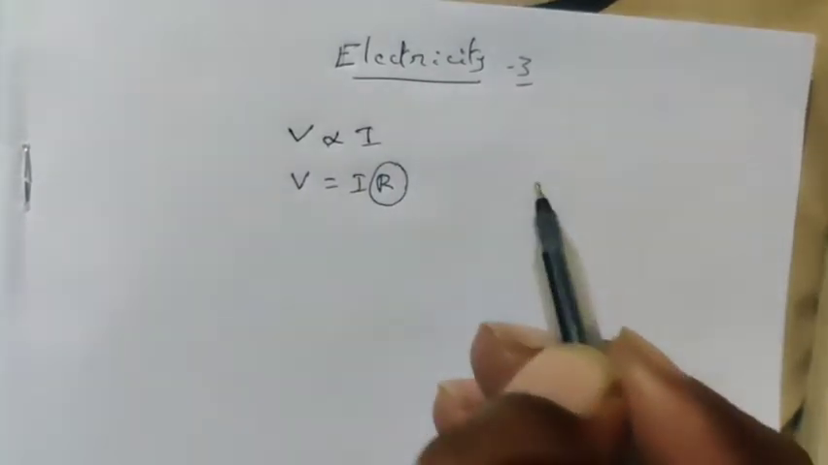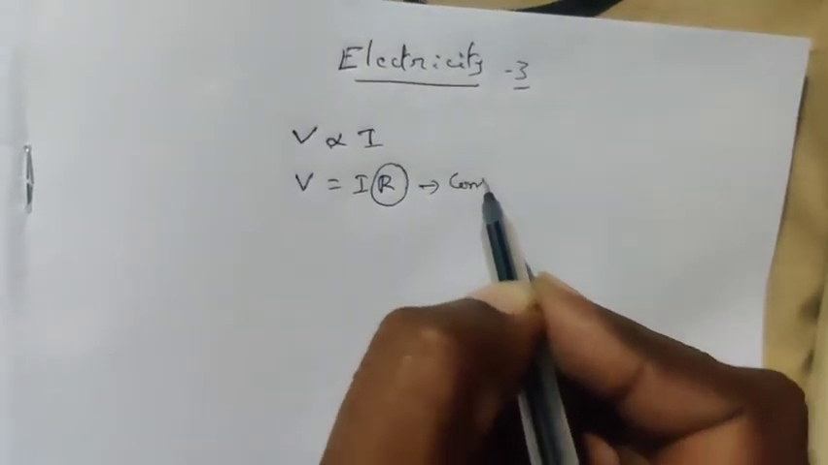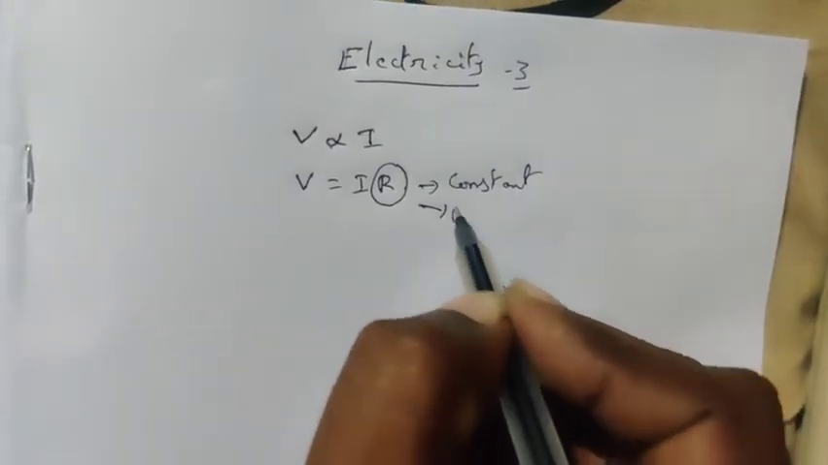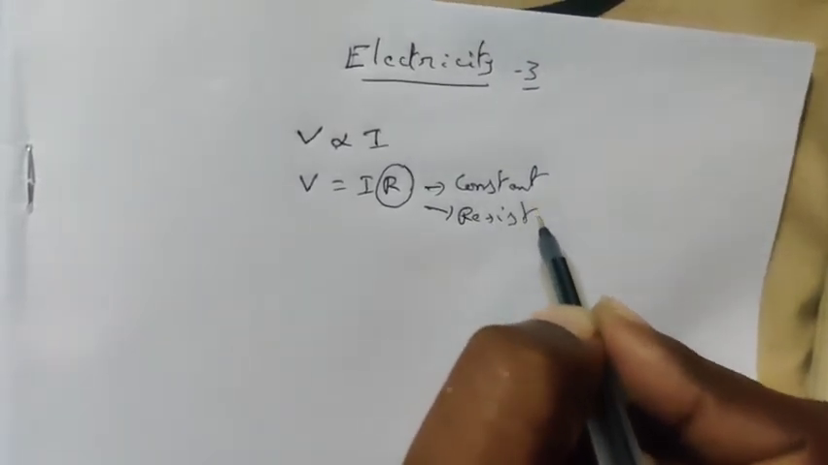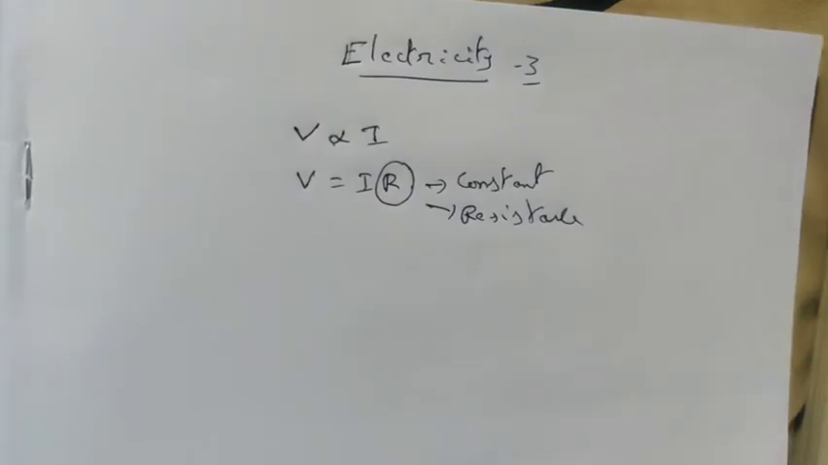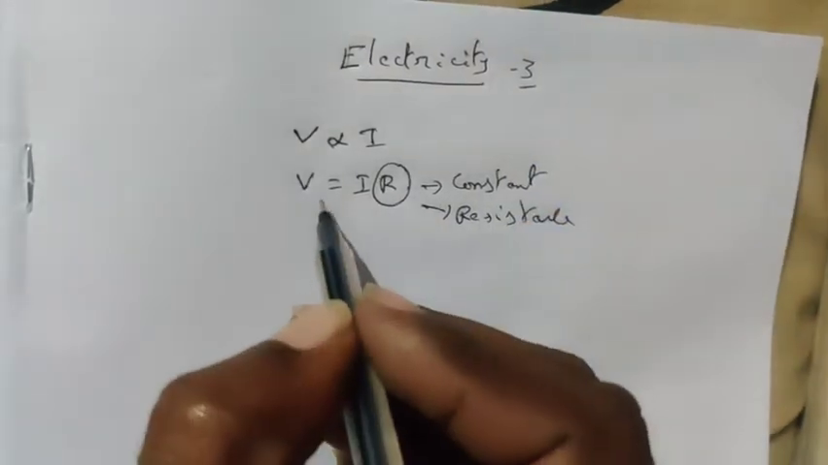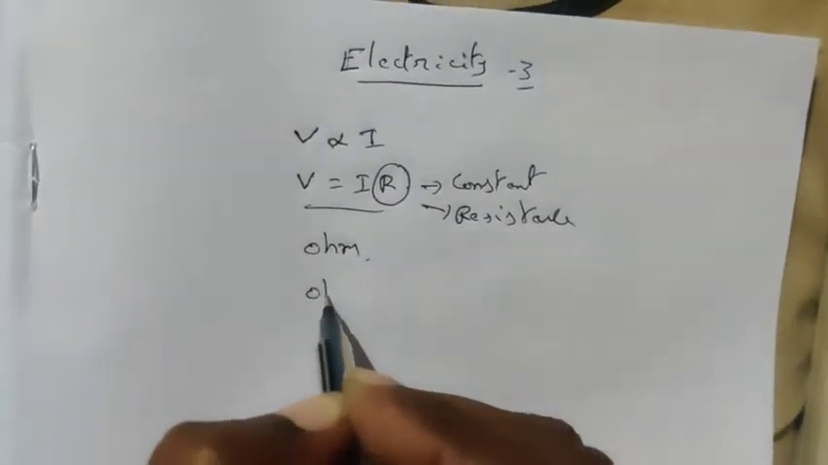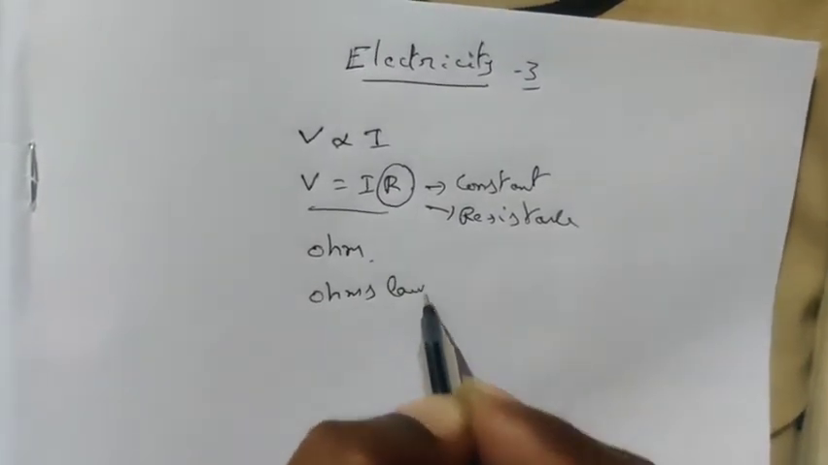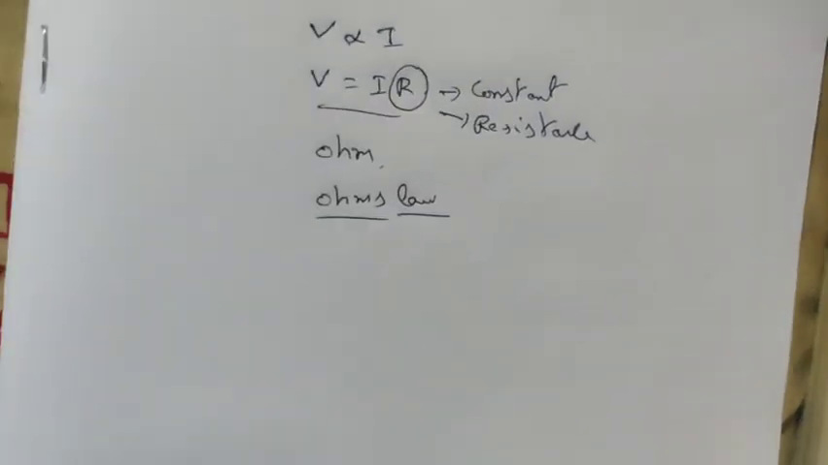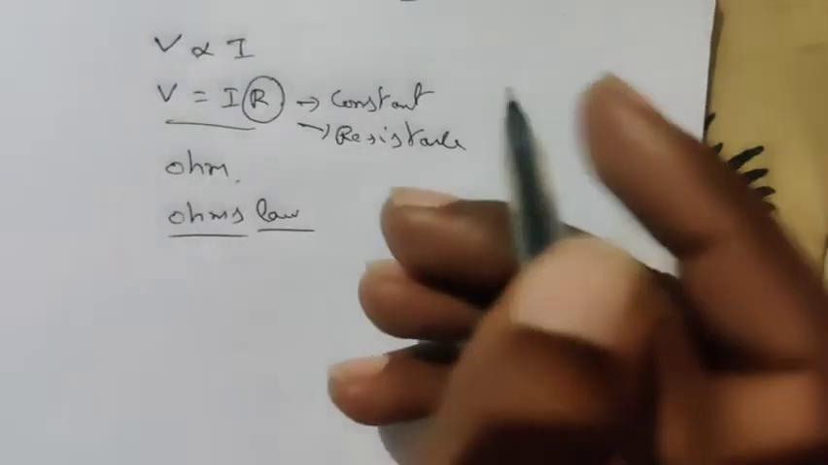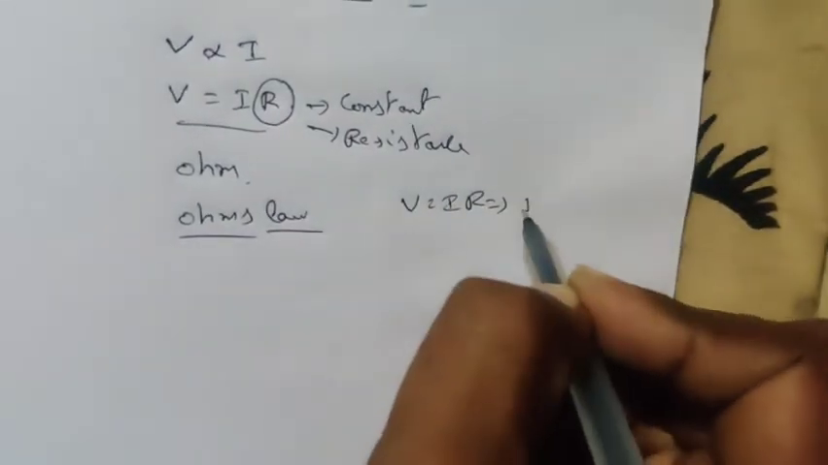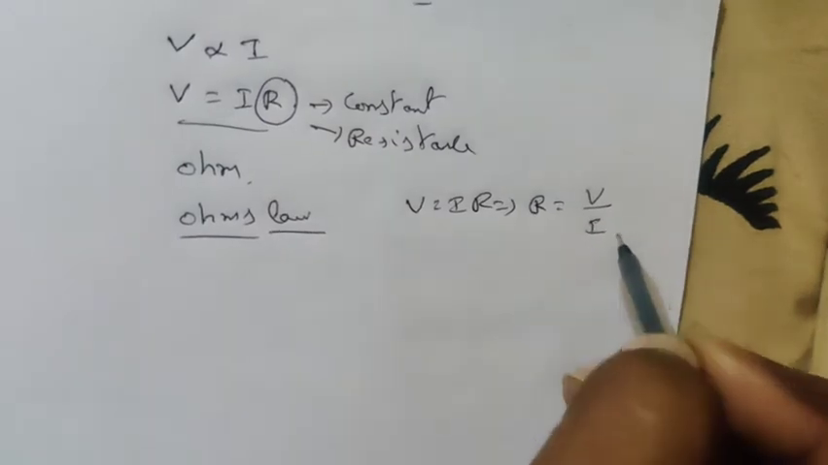This R is a constant, a proportionality constant, which has another name also, which is called resistance. This relationship was invented by Mr. Ohm. That's why it is called Ohm's law. So if you want to identify the R value, V equals IR implies R equals V by I.